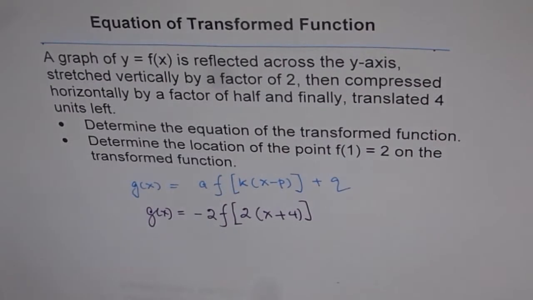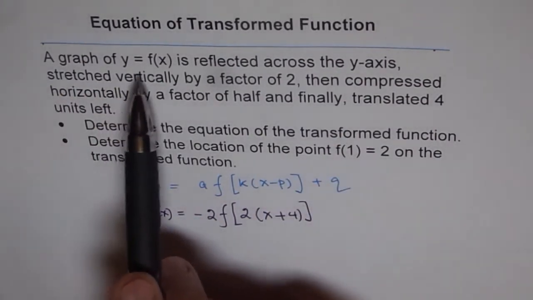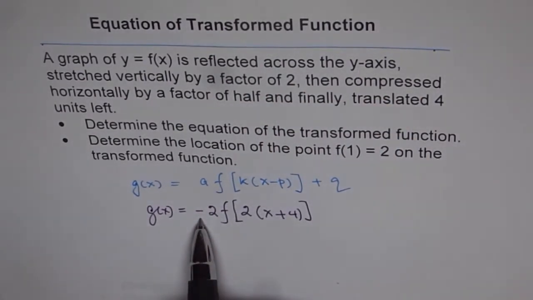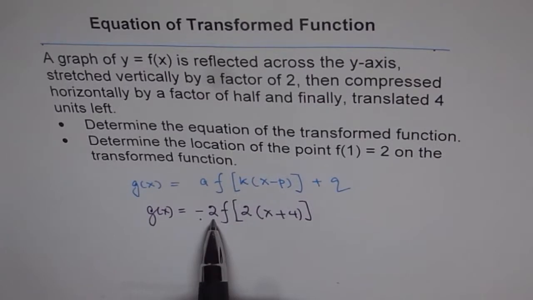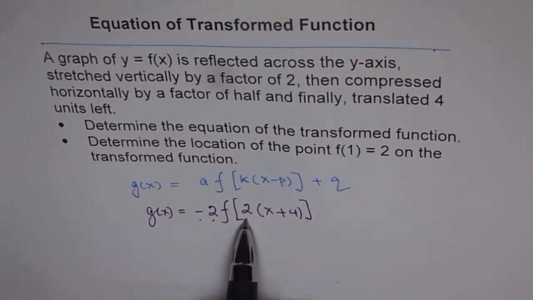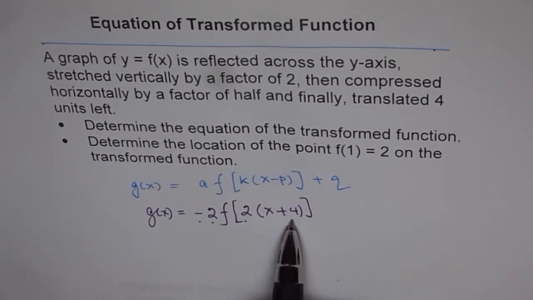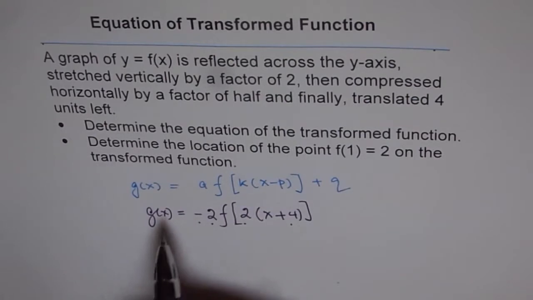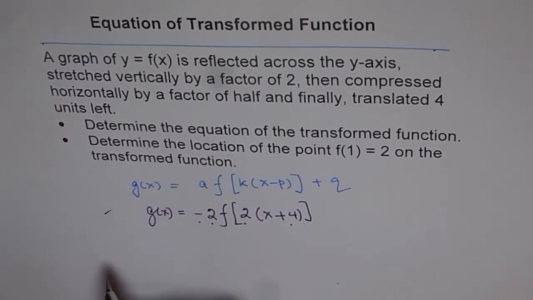Do you understand? It should be read. Now you can check it. The graph of f of x is reflected across the y-axis. That's the reflection across the y-axis. Stretched vertically by a factor of 2, then compressed horizontally by a factor of half, and finally translated 4 units left. That is perfect. Determine the equation. So that is the equation, right? So we have done that part.